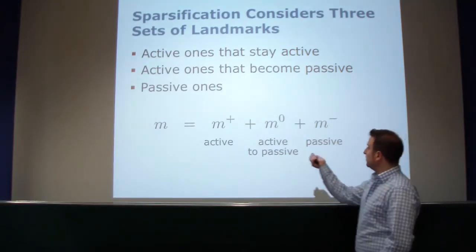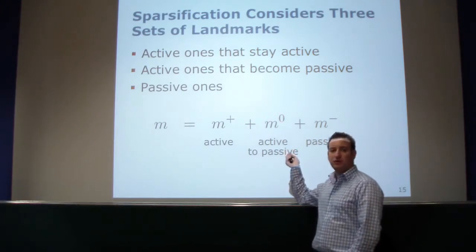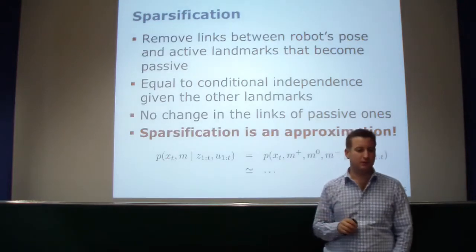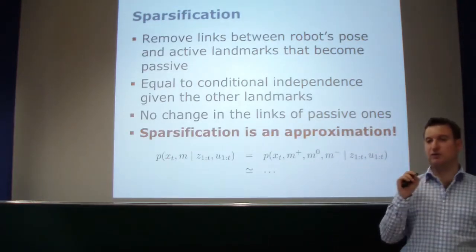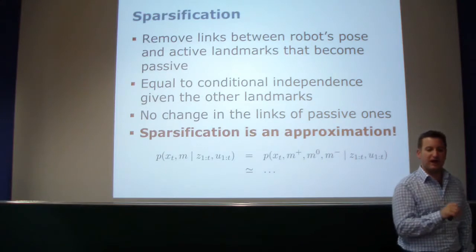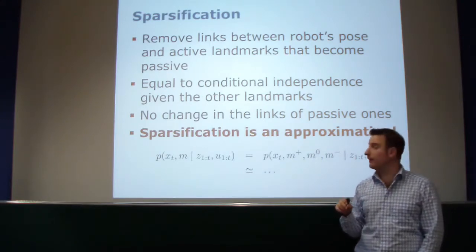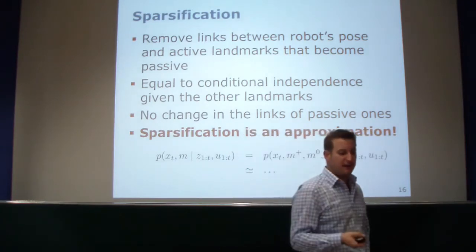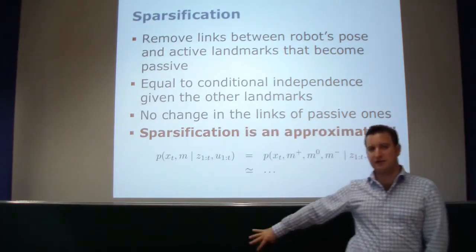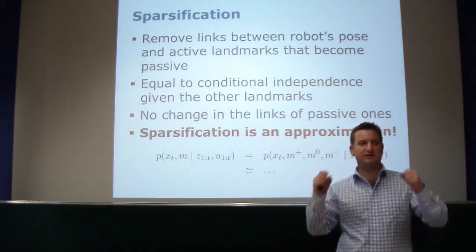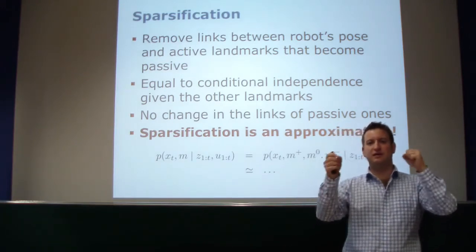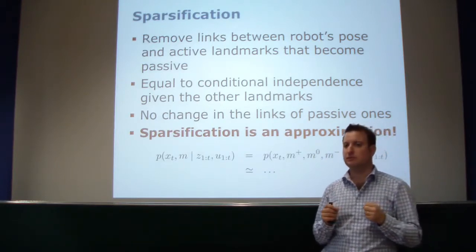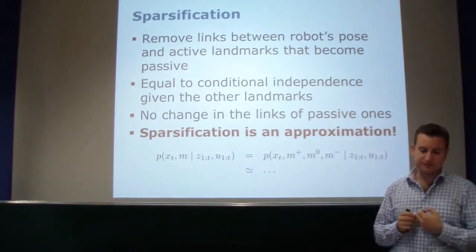Okay, what we now want to do is remove the links between m0 and xt. So remove the links between the robot's pose and those landmarks which have been active but should become passive. And this, as I said before, the sparsification, is equal to assuming a conditional independence. So given all the other landmarks, my assumption is that the robot's pose and the features that become passive are independent. This is the assumption I make.